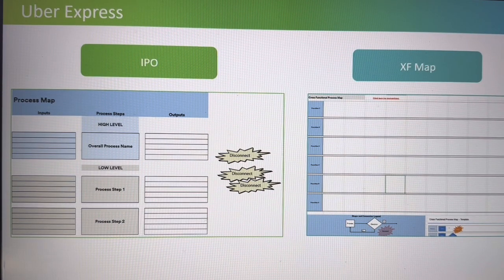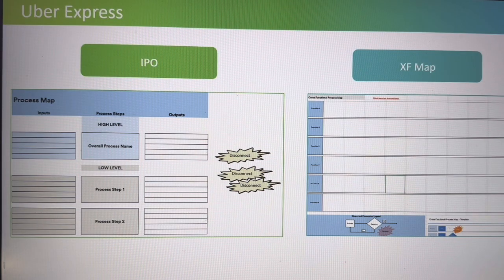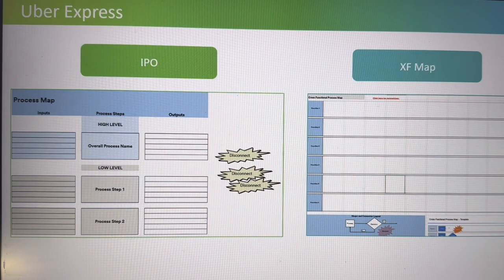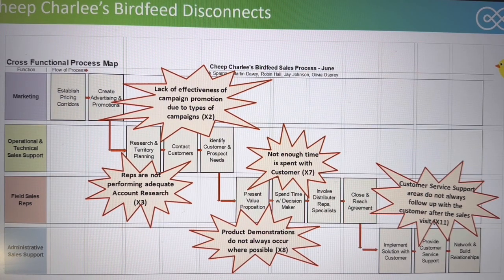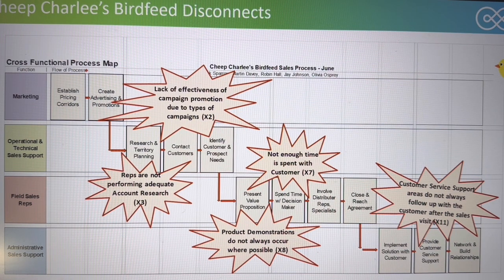Our team utilizes input and output process maps, so looking at the various inputs that affect what the outputs might be, in addition to cross-functional maps, looking at the various roles and responsibilities of a process throughout various stakeholders. Here's an example of a cross-functional map looking at various departments of marketing, operation, field sales, and more, and then identifying some of the disconnects and where the process is inefficient.